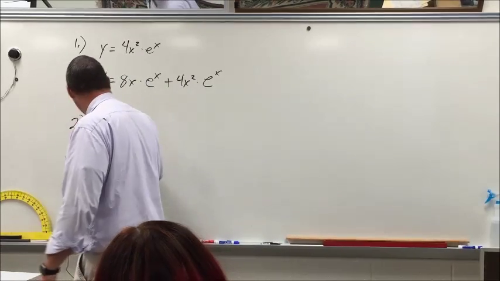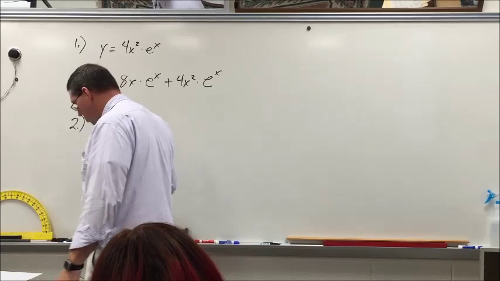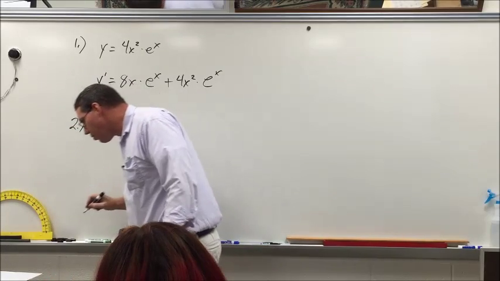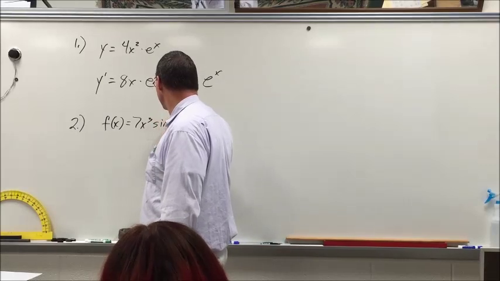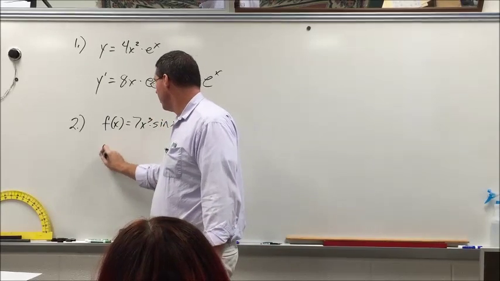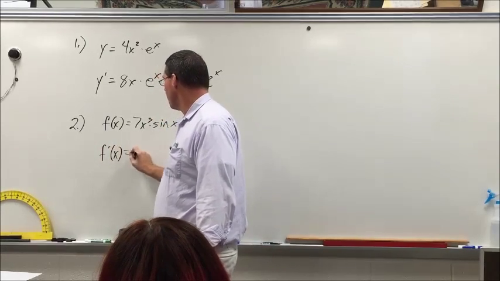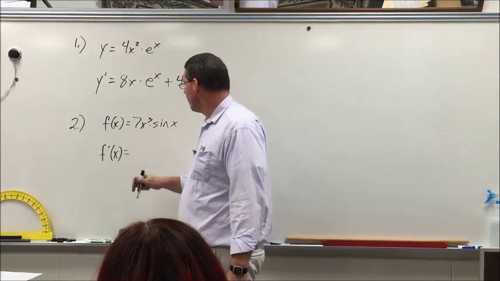Question number 2 is, we got f of x is equal to 7x cubed times sine of x. Well, this is just like one that we just did anyway, right? When I was telling you the rule. So f prime of x is going to be derivative of the first.